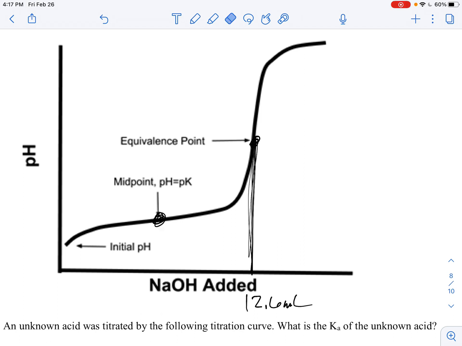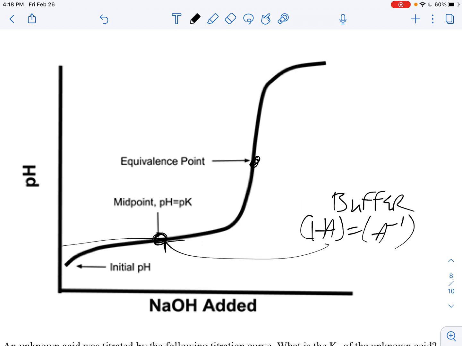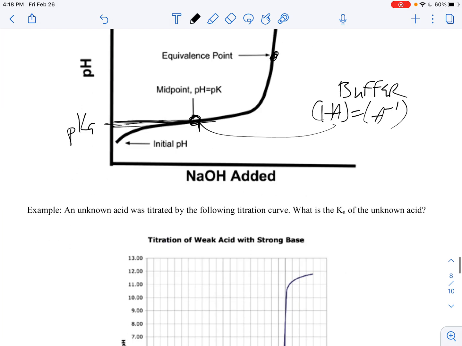And what's so special about the midpoint is that at the midpoint, what you have is the HA that equals the A negative in a buffer. And so at that point, if you were to simply go over and figure out what the pH is at that point, the midpoint, that would be the Ka value, technically the pKa value. So all you got to do is find out where the midpoint is, and all of a sudden you know what the K value is for the substance.